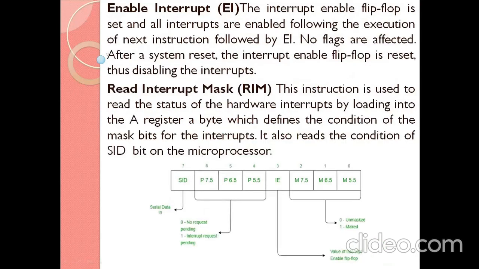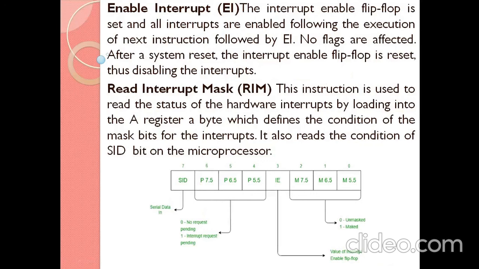Enable interrupts. Previously we studied disable interrupt. Disable means if you give 1, the interrupt will be disabled. If you want to enable it, you have to use the instruction EI.